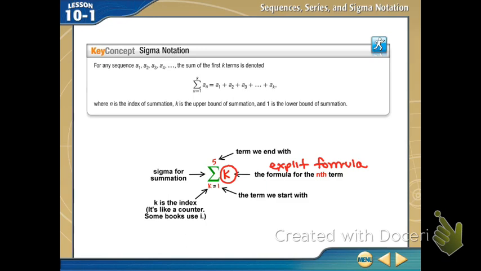It's like a counter. So this on the bottom is the term that we start with. We keep plugging things in. So I would plug in k equals 1. And I would keep plugging in higher and higher values of k until I got to 5. That's the term that we end with. And the giant sigma is just the Greek letter. It's like a capital S, and it means take the sum.